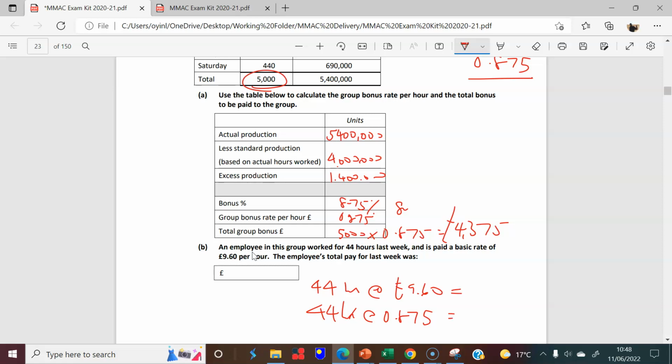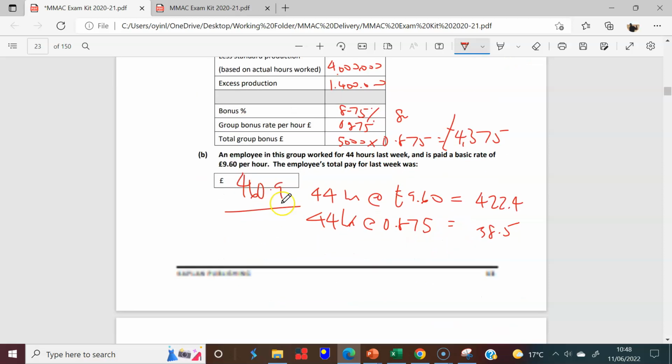44 times £9.60 is 422.4, and then you have 44 times 0.875, and that's 38.5. When you add the two together, you get a total of 460.9. Yes, 460.9. And there you are. That's your answer for that.